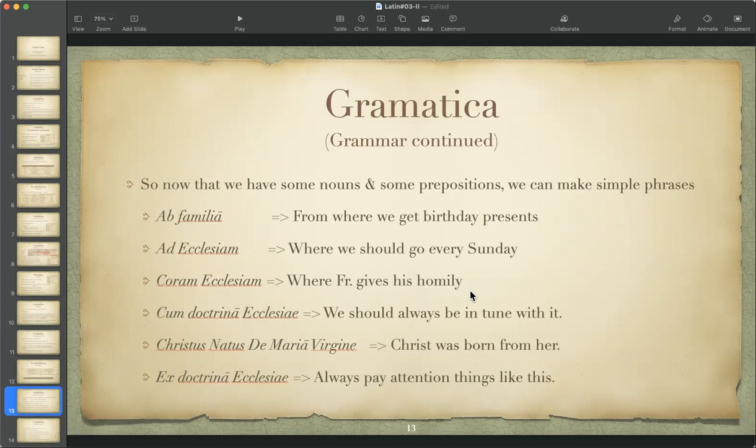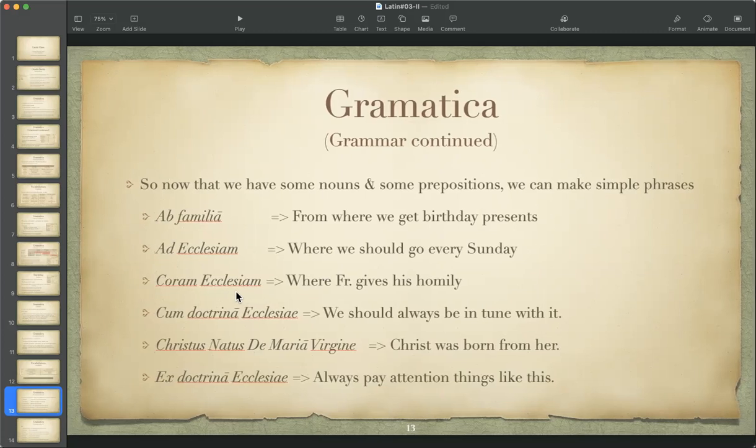Could ecclesiam here be assembly rather than church? Yeah. Ecclesia can mean church in the sense of the physical building, and you even see that in English. We go to church, ad ecclesiam, every Sunday. In that case, it's talking about the building. Coram ecclesiam could refer to the building or the assembly, either one.